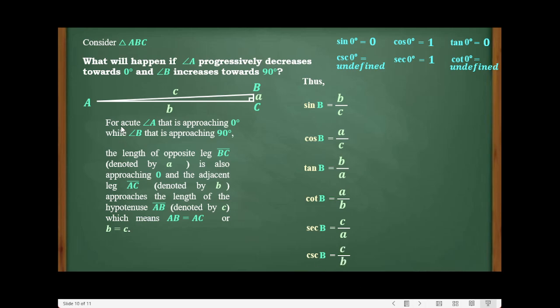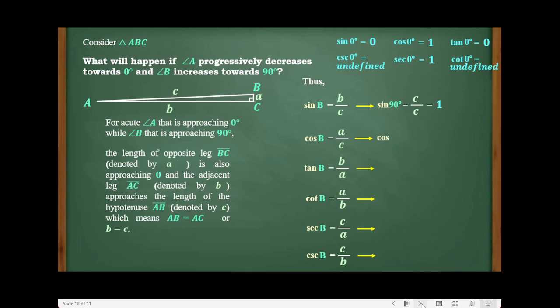Now, if angle A approaches 0, it means angle B approaches 90 degrees. So, it implies that sine 90 degrees is what? Opposite leg over the hypotenuse. And we know that the opposite leg approaches the hypotenuse. So, that is C over C, which is equal to 1.